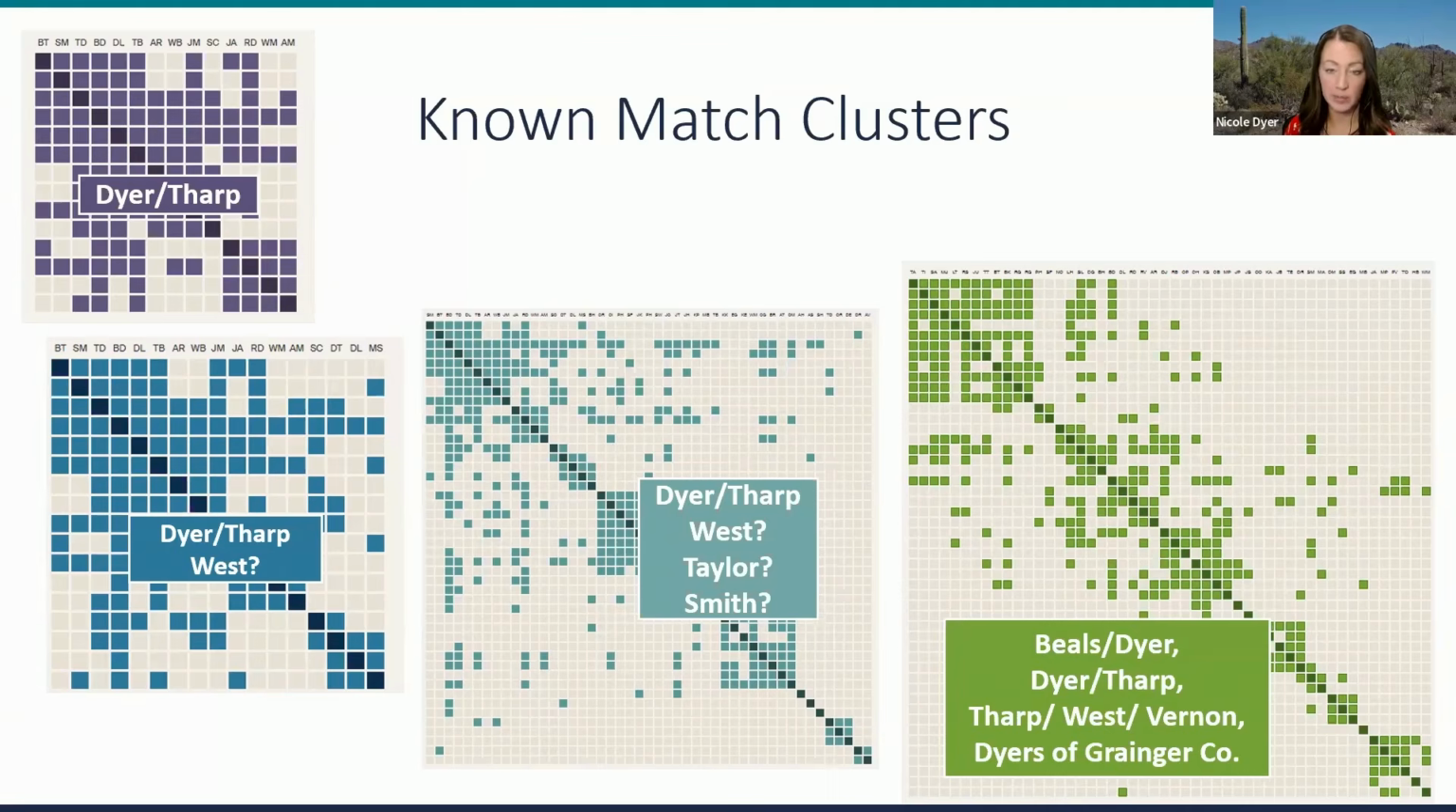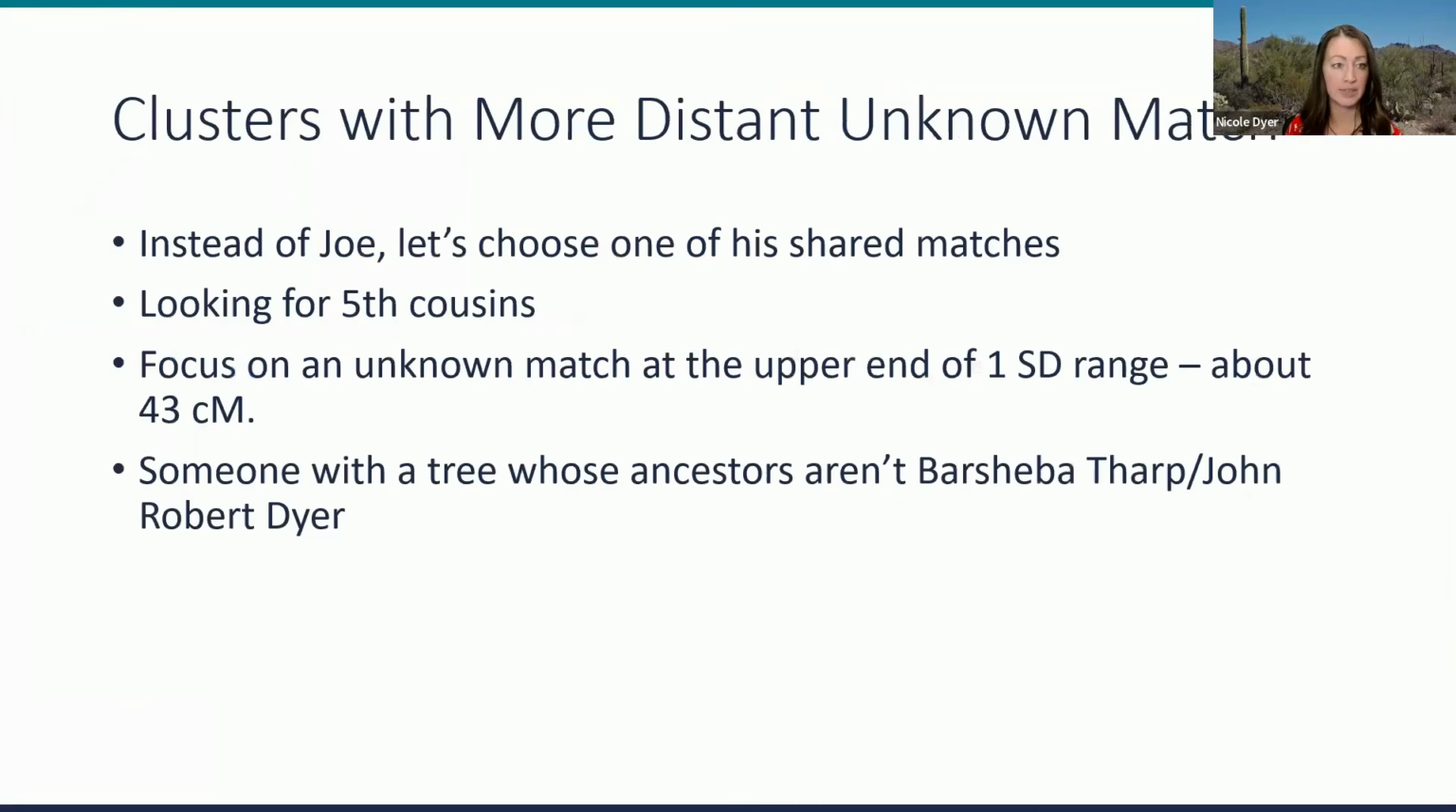But we did use a known match. So let's try the idea of using a more distant unknown match. So instead of Joe, who descends from Bathsheba Tharp, let's choose one of his shared matches, looking for fourth or fifth cousins. So focusing on somebody who shares about 43 centimorgans and someone with a big tree whose ancestors aren't obviously Bathsheba Tharp, John Robert Dyer, some other Dyers, and Lewis Tharp's ancestry, really, so we can narrow it down to someone who could be on the side of Bathsheba's mother.